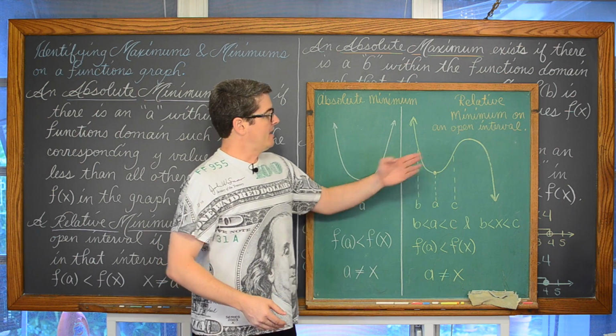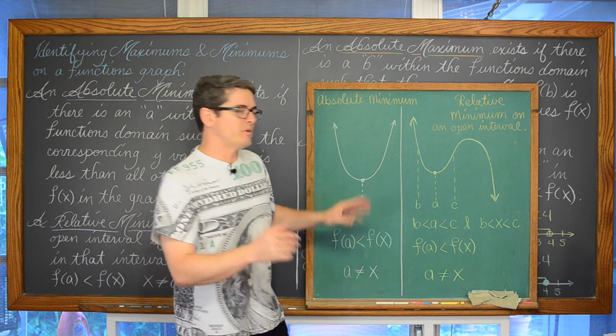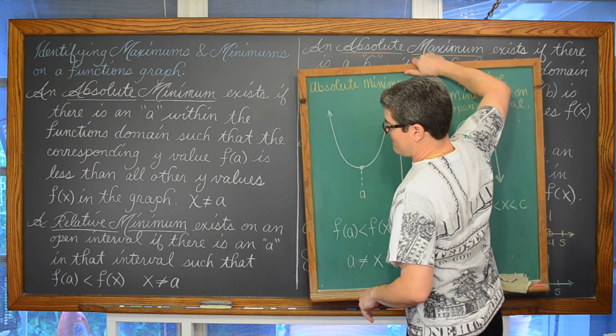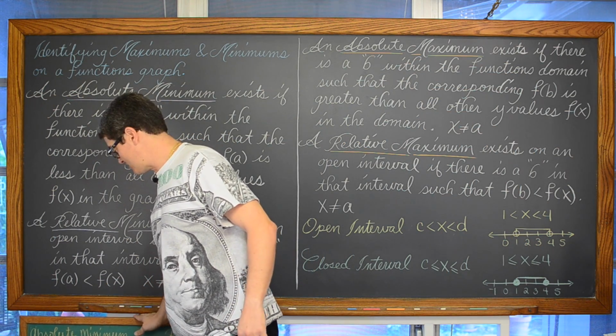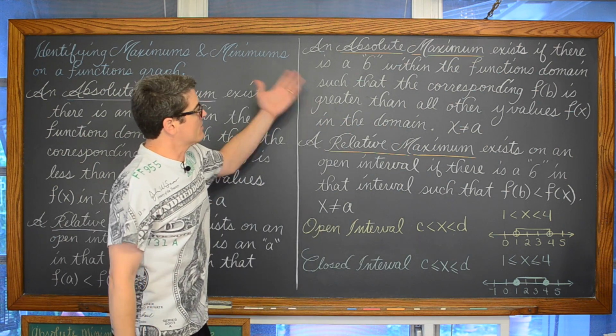So absolute minimum and relative minimum. Graphically, we're going to do a bunch of examples, but this is such mathy language, I thought that would help you to hopefully understand these definitions. Now this half is going to be much quicker because it's just the opposite.